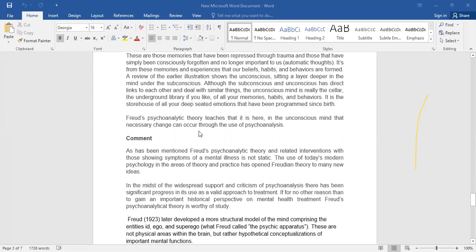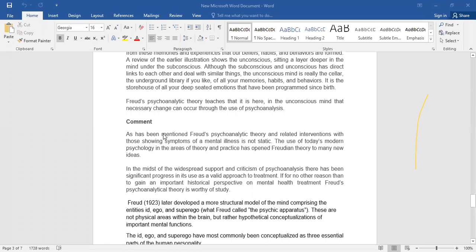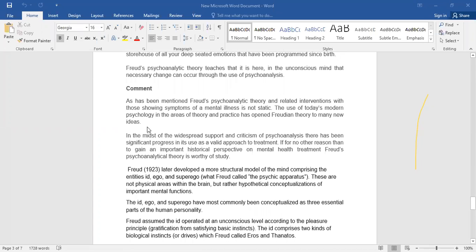So here, in the unconscious mind, the necessary change can occur through the use of psychoanalysis. Psychoanalysis means there might be certain types of people, well-wishers, who may share your sorrows and sufferings and the bad behaviors of the past towards you, or your sorrows and sufferings of life. Then in this way, you can control such a disease. So here there's a comment, and let us move forward.